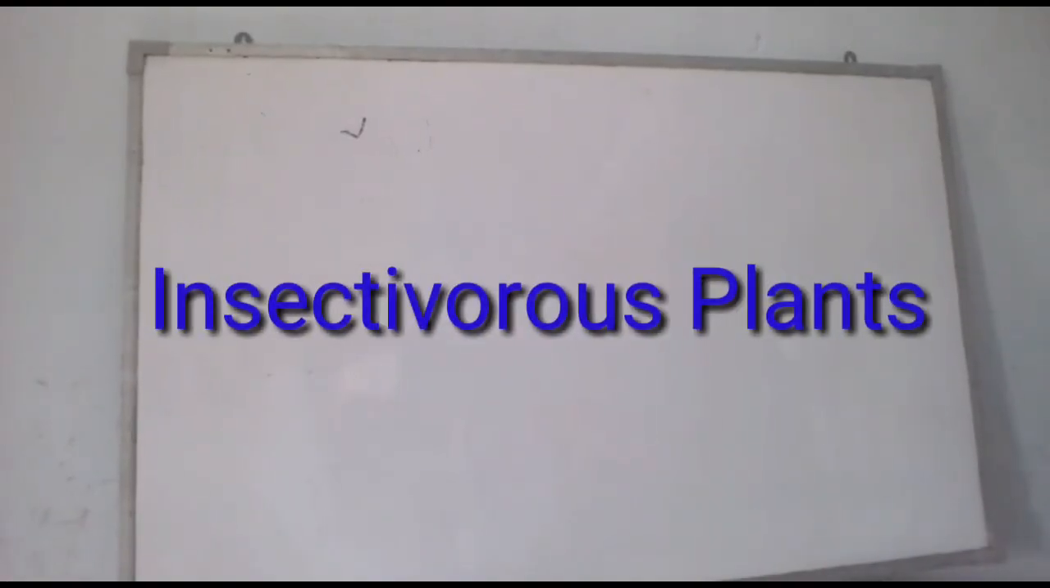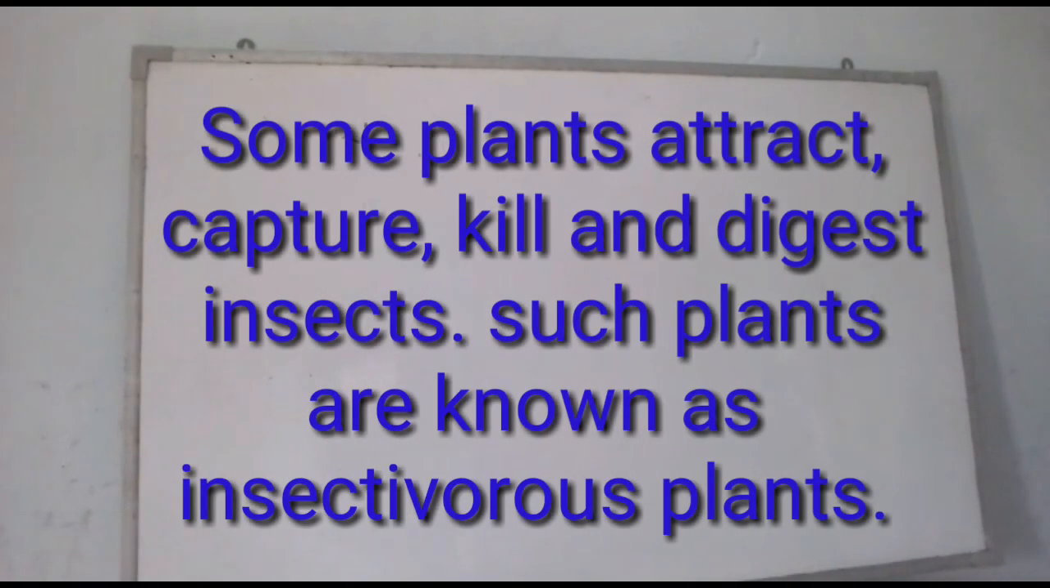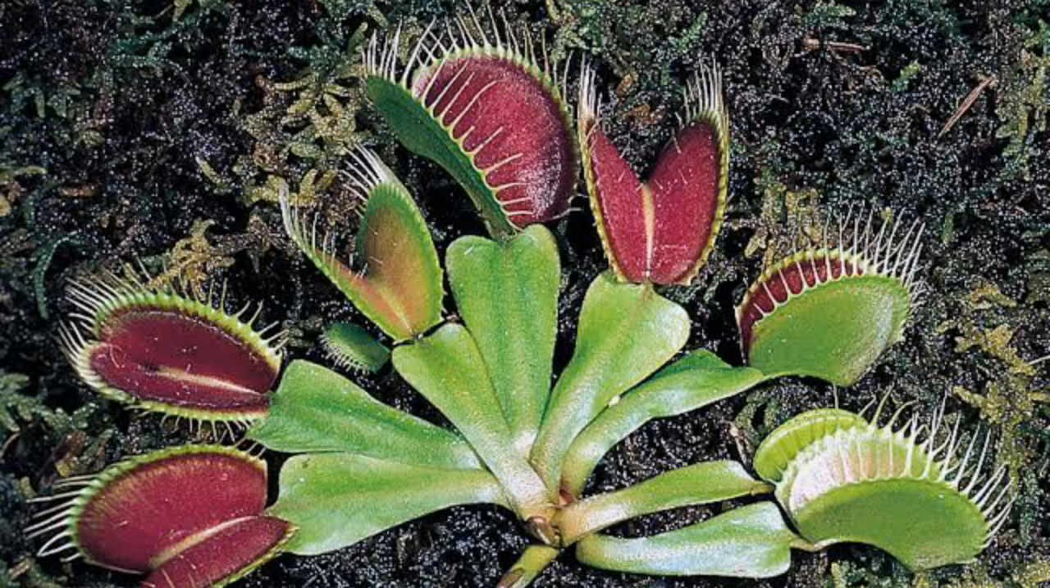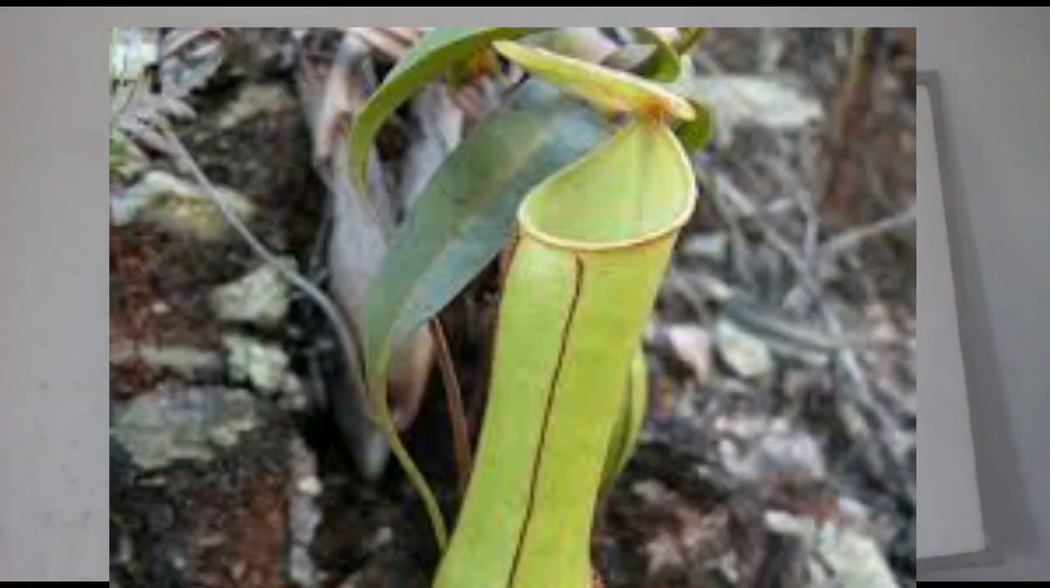Insectivorous plants. Some plants attract, capture, kill and digest insects. Such plants are known as insectivorous plants, or we can say carnivorous plants too. Venus flytrap, sundew and pitcher plant are examples of insectivorous plants.